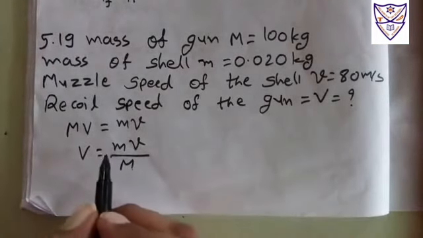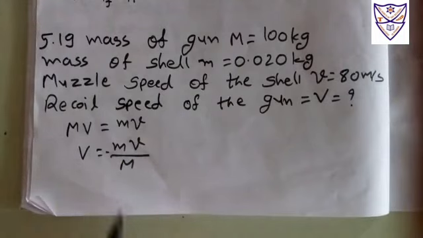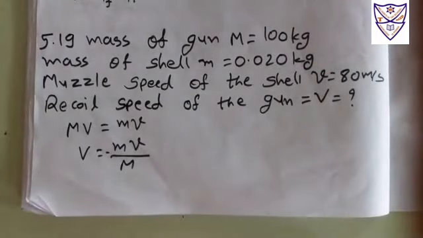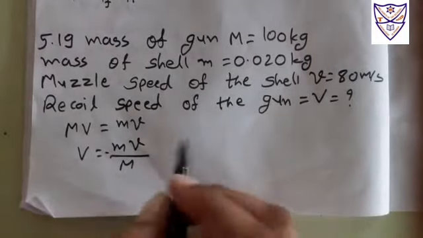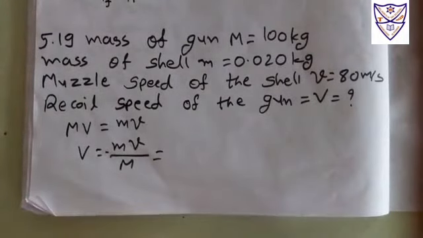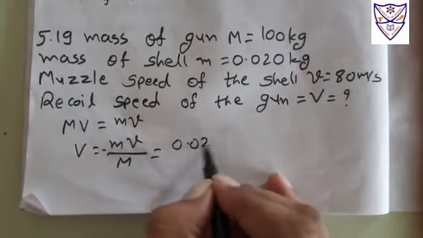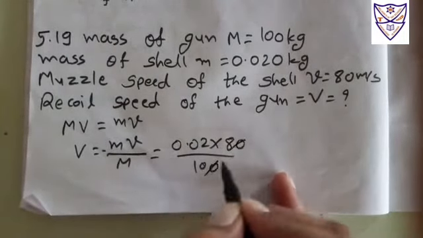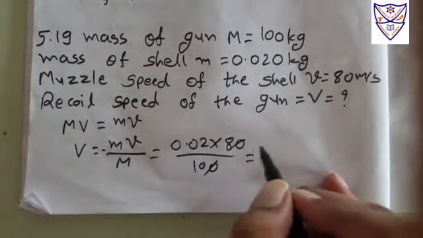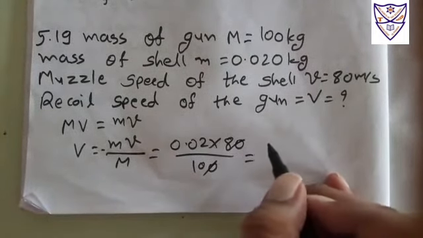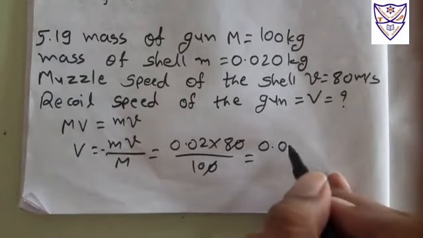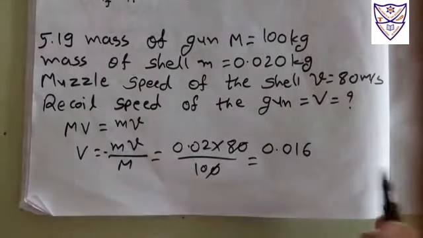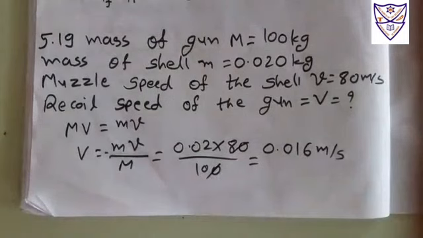But here we need to write a negative sign, because this negative indicates that the recoil speed of the gun is exactly opposite to the speed of the shell. So their directions are completely opposite. That's why we write negative here. So 0.02 into velocity, that is 80 upon 100. So 0 gets cancelled out, and our answer will be 0.016. That's our speed in meters per second, right?